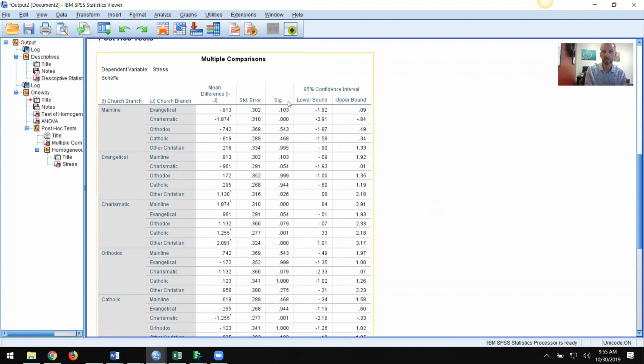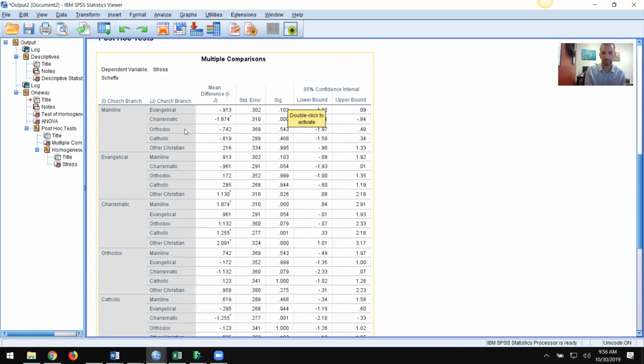And so there's two ways to find the individual differences. One way is to look at the significance and find the p-values that are less than 0.05. But an easier way is to look here for the asterisk. This indicates that there's a significant effect. So we could see there's a significant difference between mainline and charismatic, between evangelical and other Christian, between charismatic and mainline, charismatic and Catholic, and charismatic and other Christian.